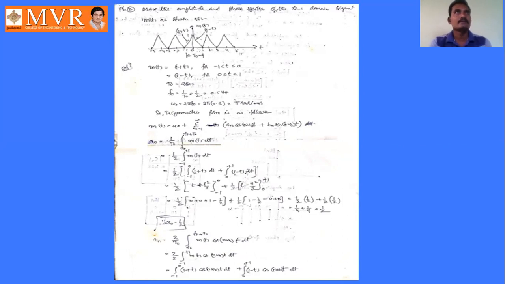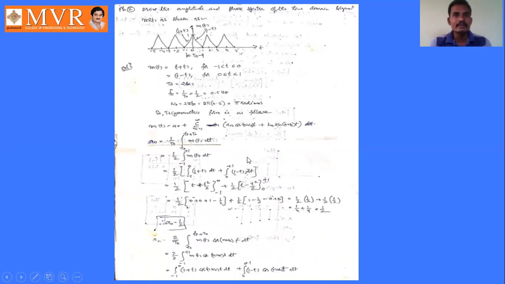See, first of all, we write the trigonometric form, that is m of t equal to a naught plus sigma n equal to 1 to infinity an cos n omega naught t plus bn sin n omega naught t. Okay, after that we have to find out the values of the Fourier coefficients. What are the Fourier coefficients here? A naught, an and bn. How are they expressed? A naught is expressed as a naught equal to 1 by T naught integral t naught to t naught plus T naught m of t dt.